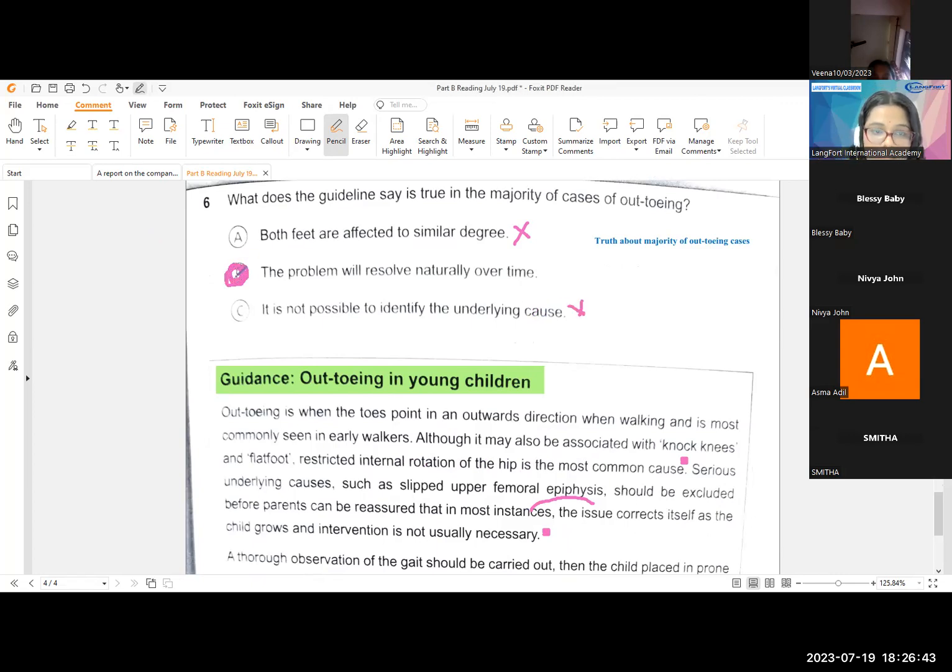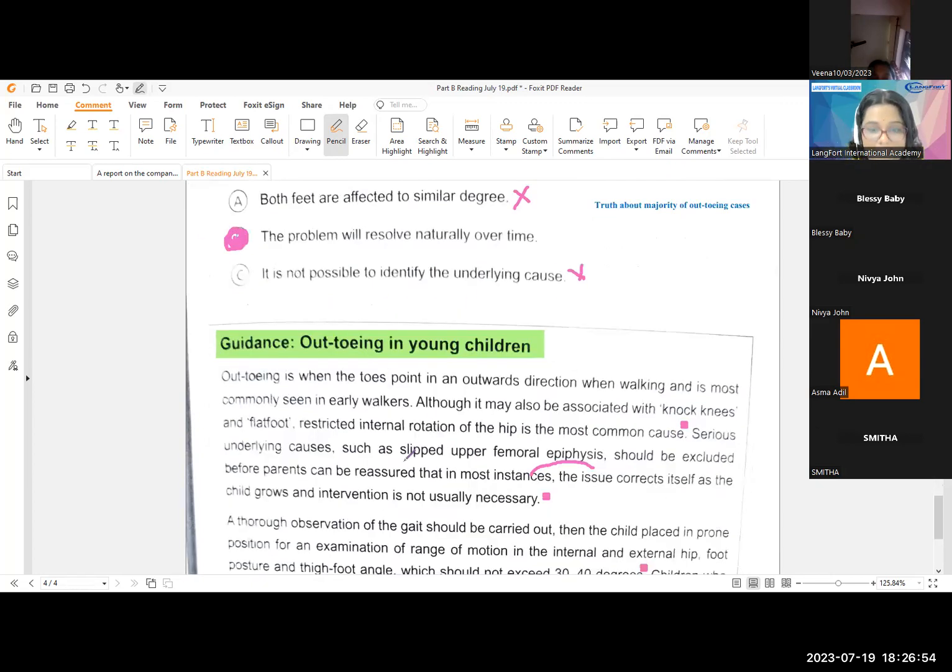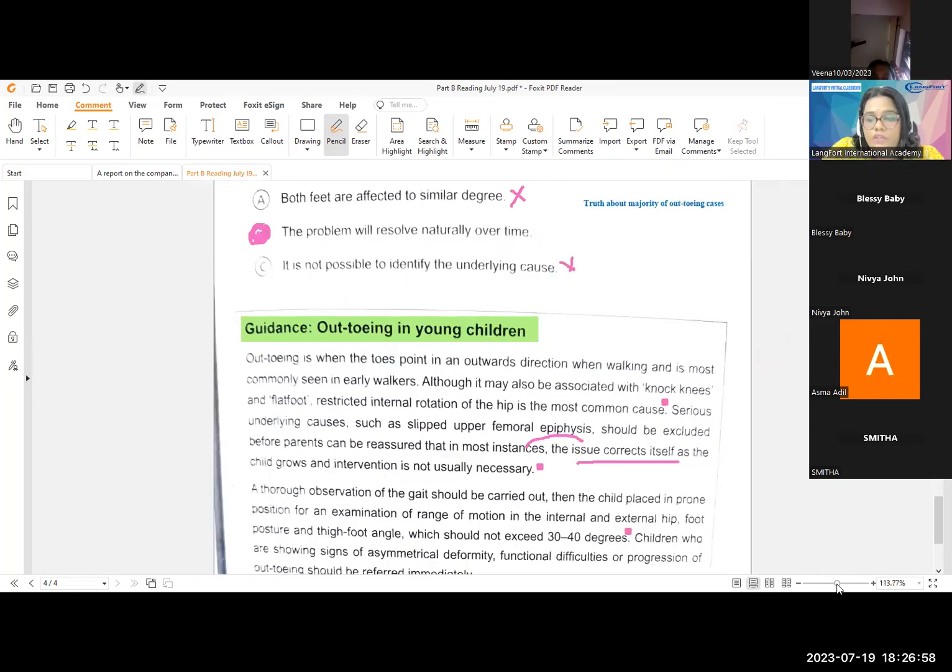So all of you take a second. They have given the most common cause. They have also given other rare causes. So you cannot say that it is not possible. Actually, it's possible. So option B is the answer. This sentence: the issue corrects itself. Okay, so all of you go through the last question.